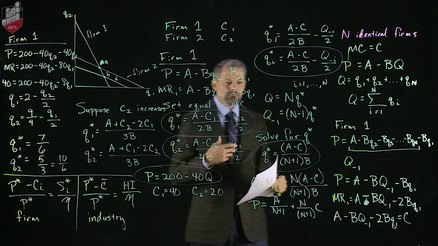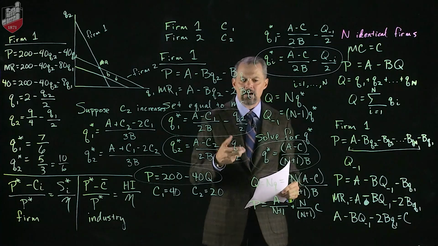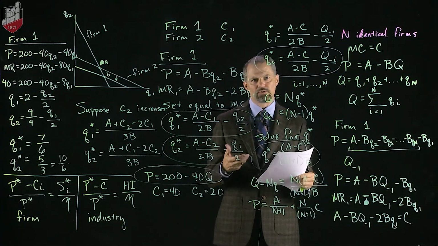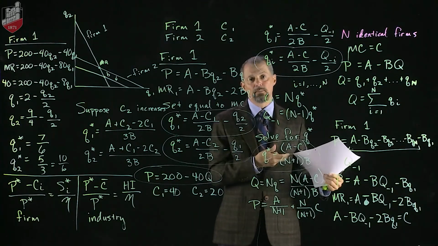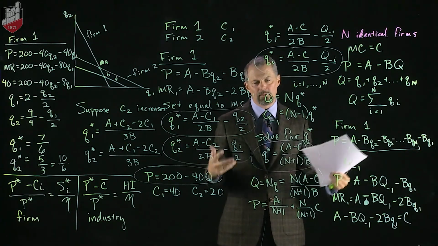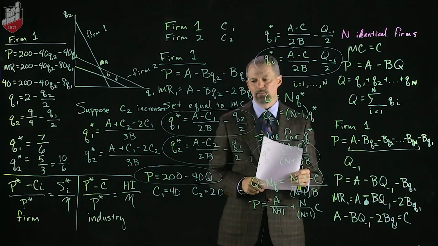So that gives you an idea, hopefully, of how this Cournot model works. What we're going to do in future videos is think about other models of oligopoly, and we'll be able to compare them to what we get from the Cournot model.